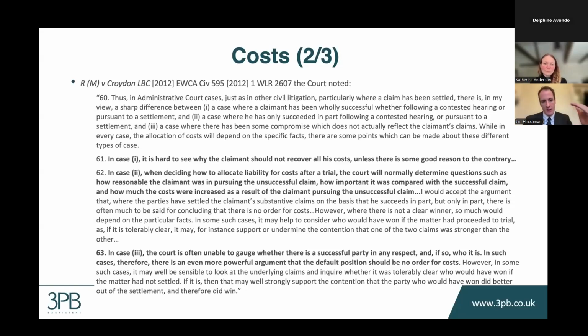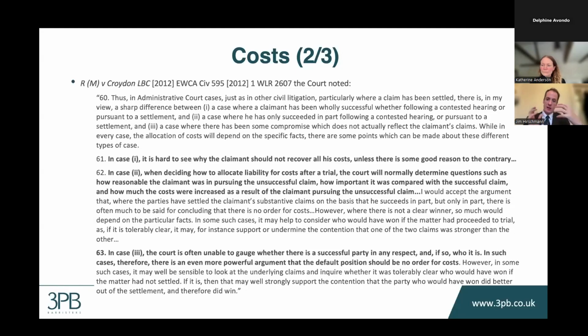Where the claimant's got everything they wanted, generally, the claimant will be able to recover their costs, unless there's a good reason for them not to. Where the claimant has got some of what they want, the court will normally determine questions such as how reasonable the claimant was in pursuing the unsuccessful parts, how important it was compared to the successful claim, and whether the costs were increased as a result of the unsuccessful claim.